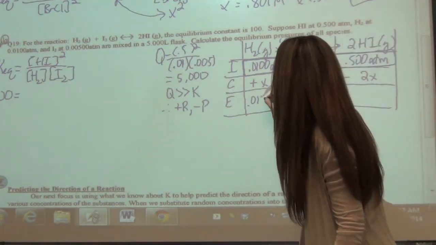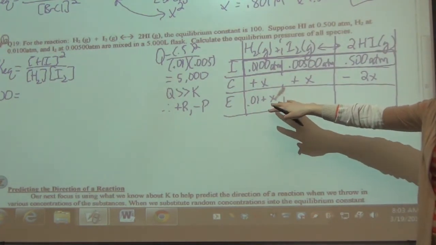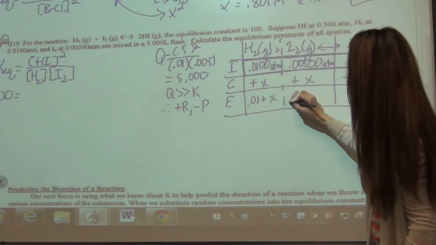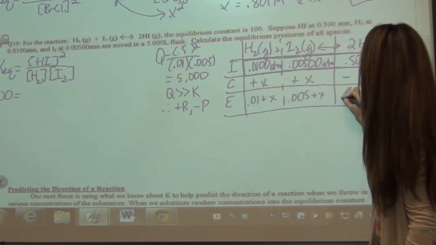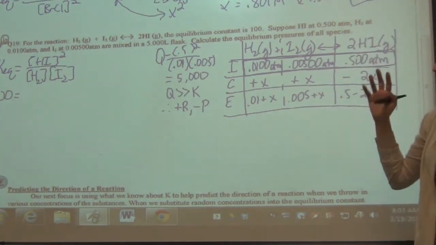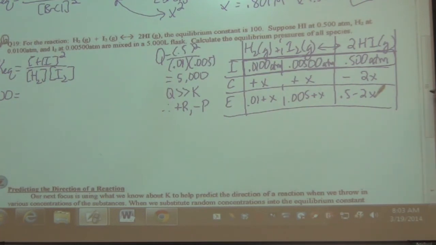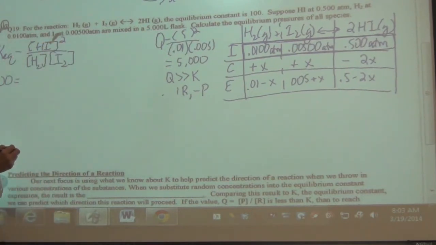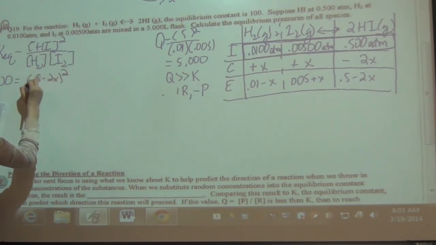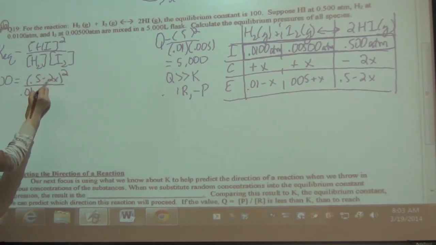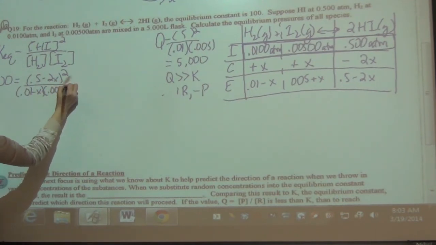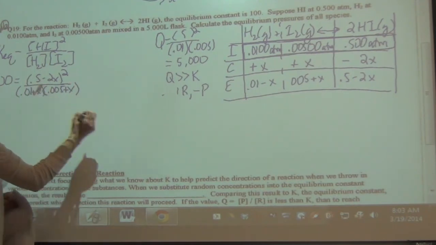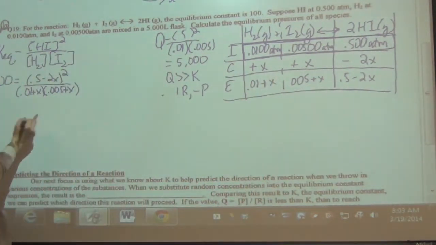So I get 0.01 plus X. I know I'm going to use 3 sig figs, so I'm just going to shorten this to make the math a little bit easier. 0.005 plus X, and then 0.5 minus 2X. I can use the 3 sig figs after. So let's plug this in. 100 equals 0.5 minus 2X, squared, divided by 0.01 minus X and 0.005 plus X. Plus, sorry, I keep losing lines.